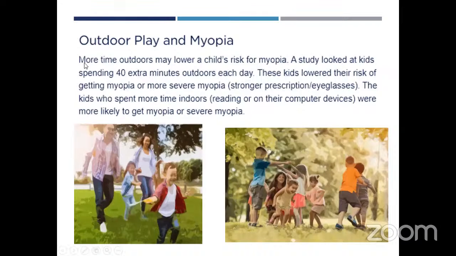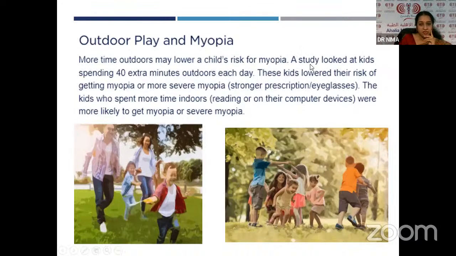More time outdoors will lower the child's risk for myopia. A study has looked at kids, and they are telling that 40 extra minutes outdoors each day has markedly reduced the risk of getting myopia or more severe myopia, and has reduced the progression of myopia. And the kids who are spending more time indoors were more likely to get myopia.